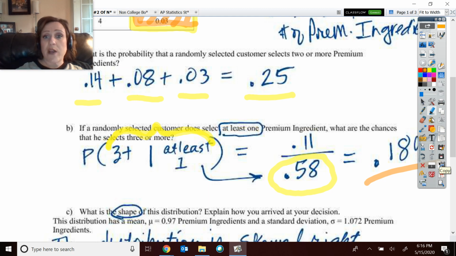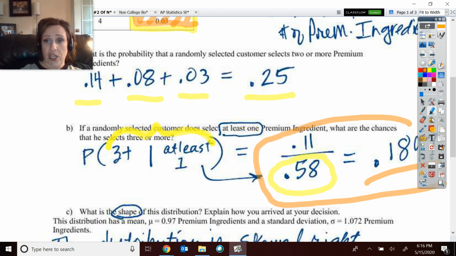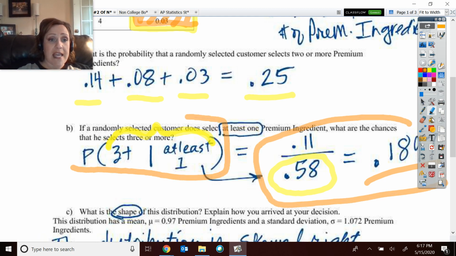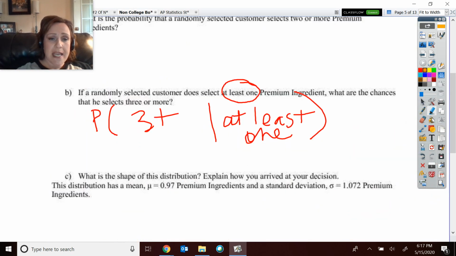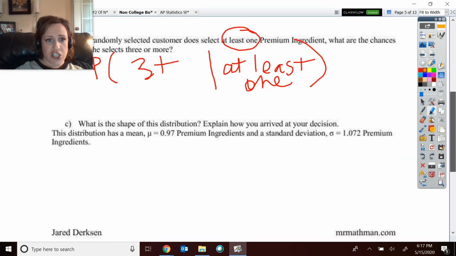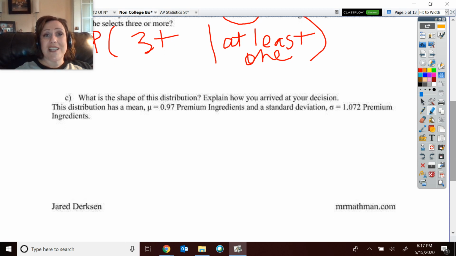So you'd have to show minimally this work here, but this helps in clarifying in your brain what it is that you are doing there. All right, next question says, what is the shape of this distribution?